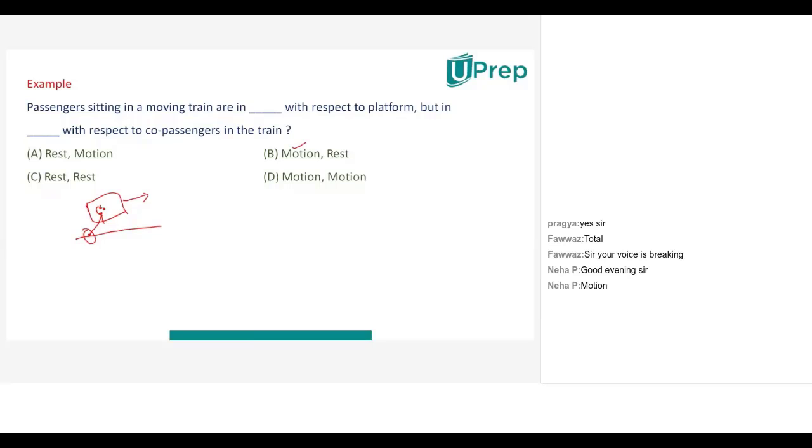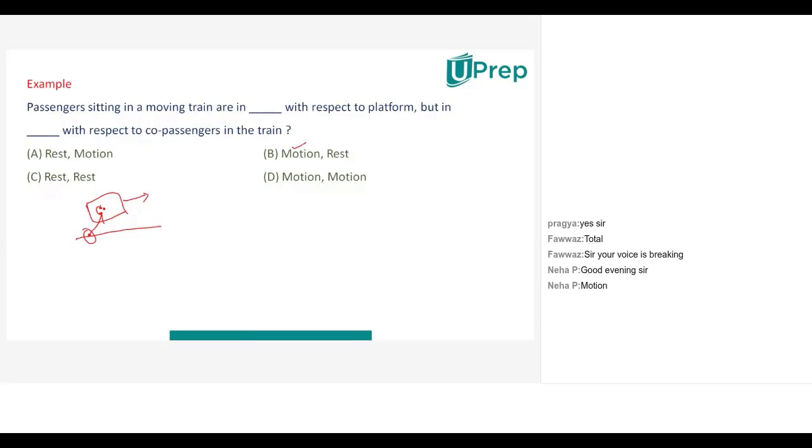From where you have to compare? From where you are observing. From that you have to compare and say whether it is in a state of rest or motion. So see here, I understand the question. Passengers sitting in a moving train are in dash with respect to platform. So according to platform, moving train will be in a state of motion or rest. Sir, according to the platform, the train will be in the state of motion. Okay, it will be in a state of motion.